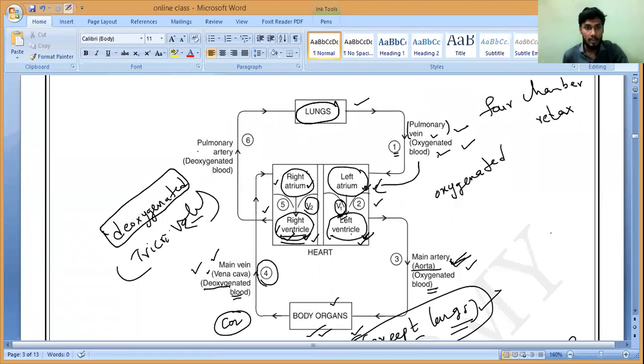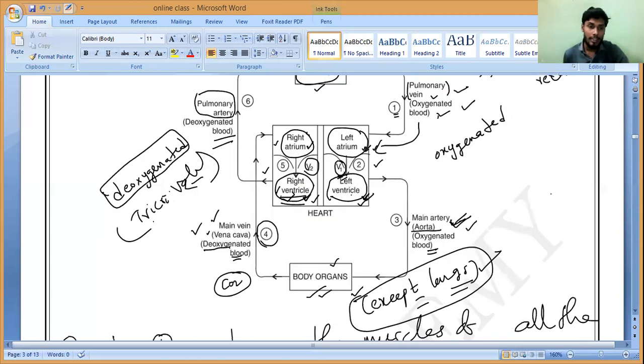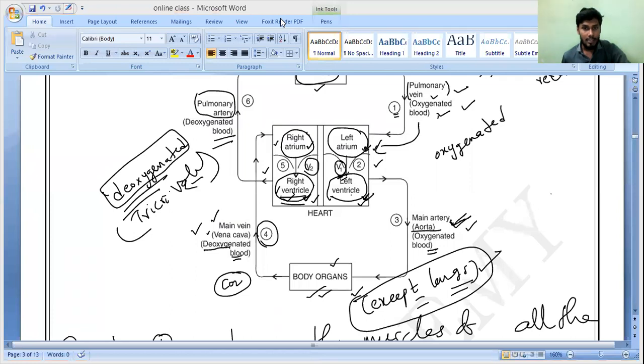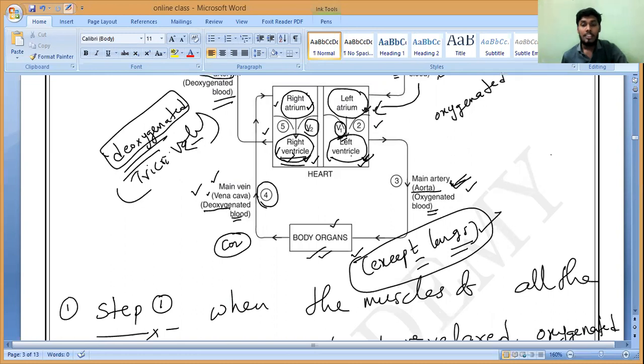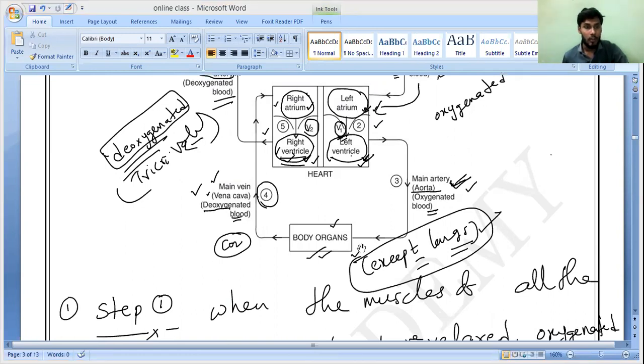What is it called? Pulmonary artery. It is the only artery which carries blood only to the lungs, not to body organs. So in the right ventricle we have deoxygenated blood, and it needs to be pumped into the lungs. By contraction or by relaxation? Contraction, sir. That is step 6. Please, all of you write.